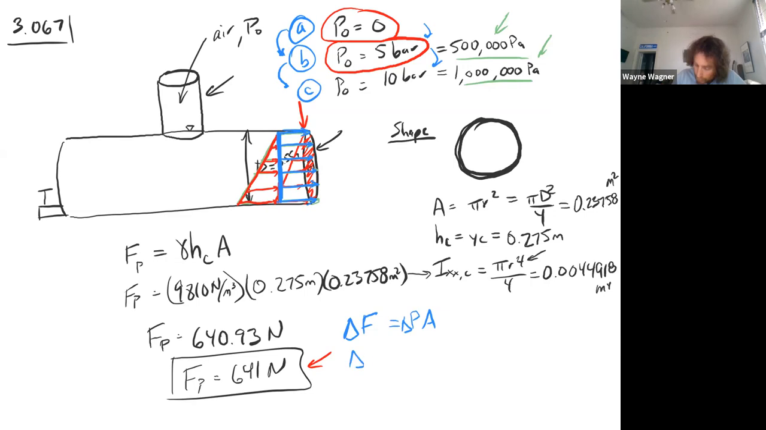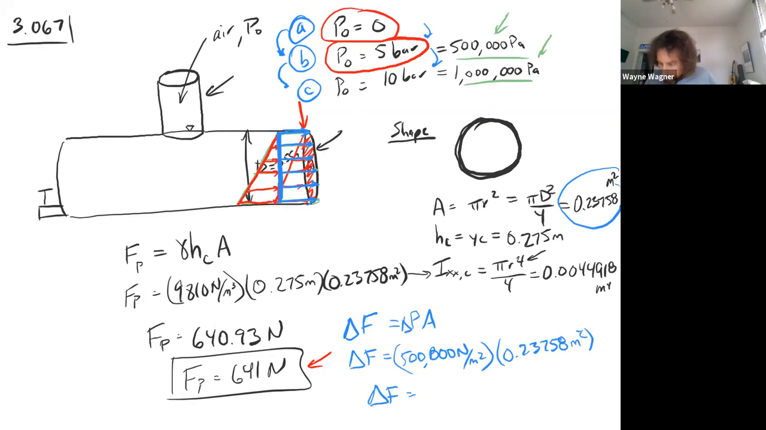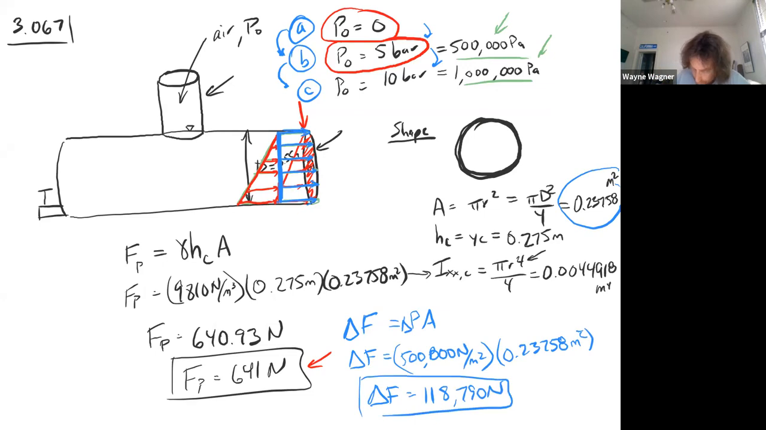So the increased force is going to equal, in this case, 500,000 pascals, 500,000 newtons per meter squared, times that area, which I've already calculated, 0.23758 meters squared. So we're going to get newtons here. The change in force equals 500,000 times 0.23758, which equals 118,790 newtons.